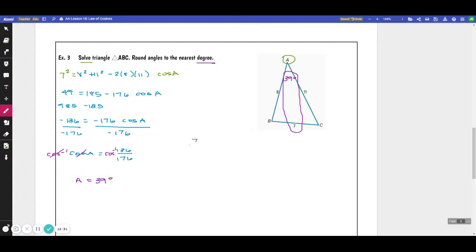So side divided by sine of your angle equals, which one do we want to find next? Let's keep going in alphabetical order. So let's find B next. Its side is 11. Sine of B. Remember this from 17? So we are cross multiplying. And then divide by 7. Sine of B equals that whole thing.